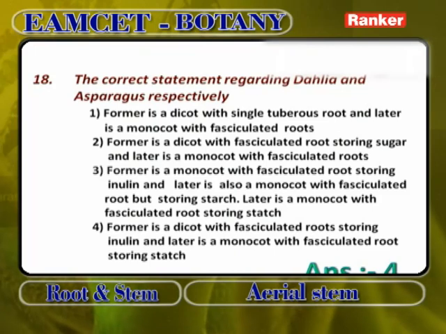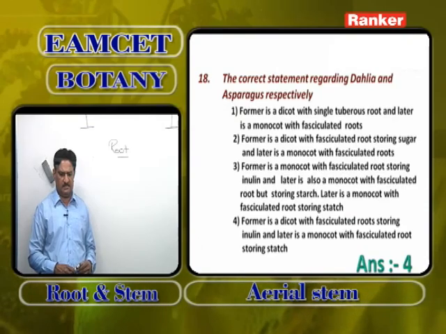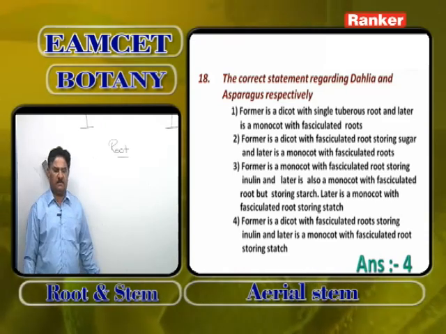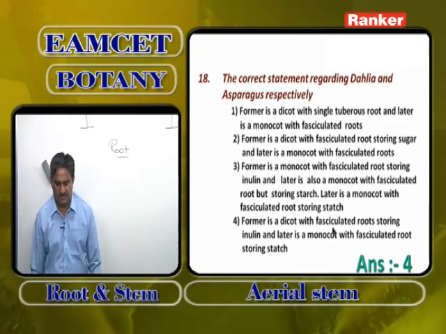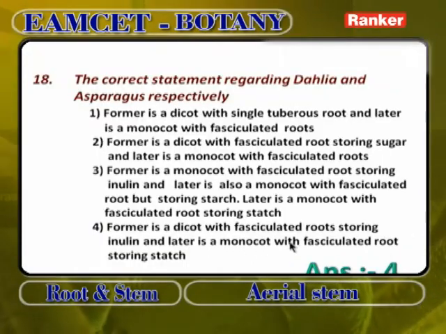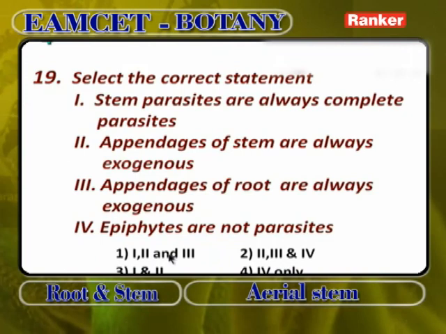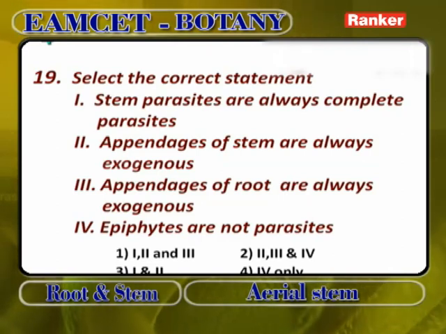Next. The correct statement regarding Dahlia and Asparagus respectively is the fourth one. Former means Dahlia is a dicot with fasciculated root storing inulin. Latter means Asparagus is a monocot with fasciculated root storing starch. That is the correct answer in the four. Next. Select the correct statement. Stem parasites are always complete parasites. We cannot say it. Appendages of stem are always exogenous. Wrong. They are endogenous sometimes. Appendages of root are always exogenous. Wrong. Because lateral roots are endogenous. Epiphytes are not parasites is a correct statement.